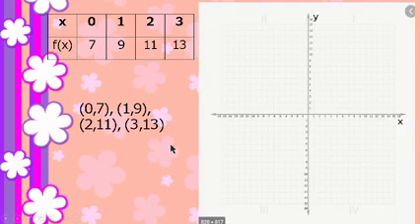And the usual plotting naman na dinescuss na natin nung nakaraan. 0 and 7, so, dito siya banda. Ayun. Next, 1 and 9. 1, tsaka 9. Ayun. 2 and 11. So, dito yung 2 and dito yung 11. 3 and 13. 3 and 13, dun siya banda. And if we will connect the points, ayan ngayon yung graph ng ating linear function.